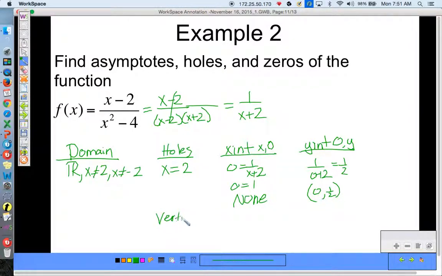Our vertical, we look in the denominator. So we have x equals negative 2. Horizontal, we look at the degree, and it's less, so then it's at y equals 0 because this one's 1 and this one's 2.